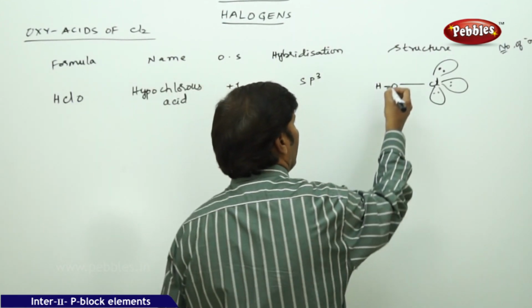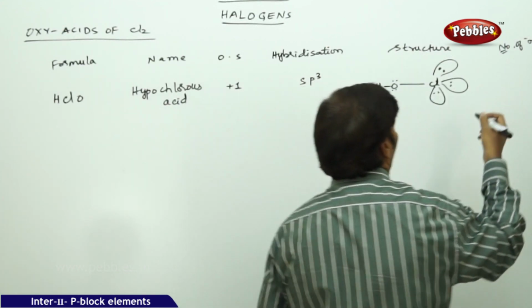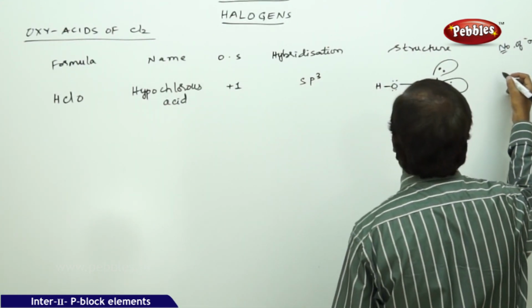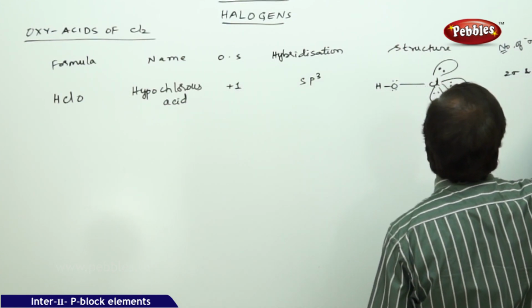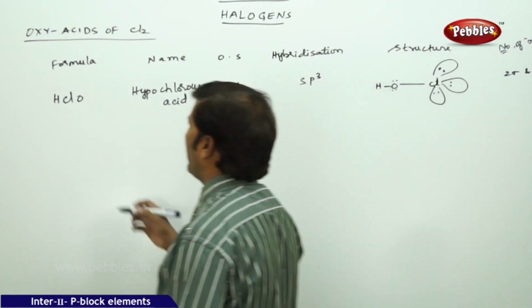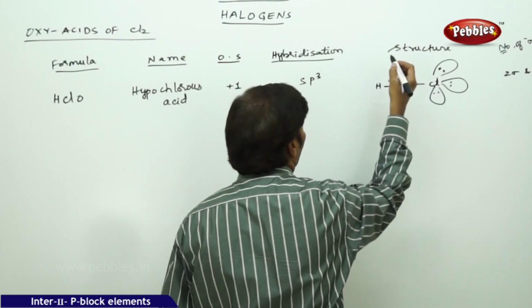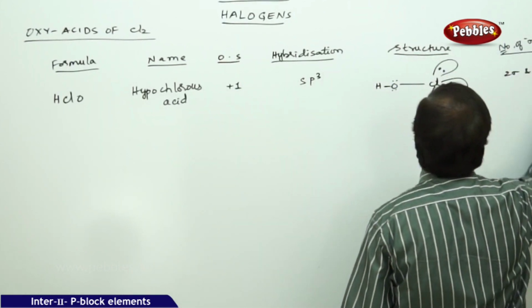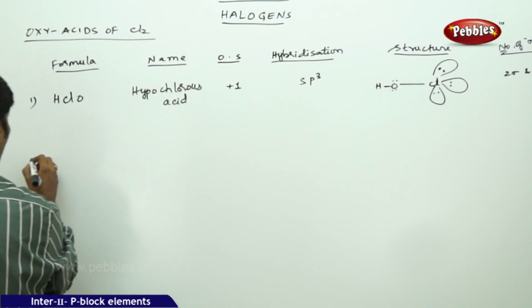So therefore we can say that it's going to give the hypohalite ion. The number of sigma bonds and pi bonds: there are 2 sigma bonds and 0 pi bonds. So: formula, name, oxidation state, hybridization, structure, number of sigma bonds and number of pi bonds. The first one we have done. Then go for the second.